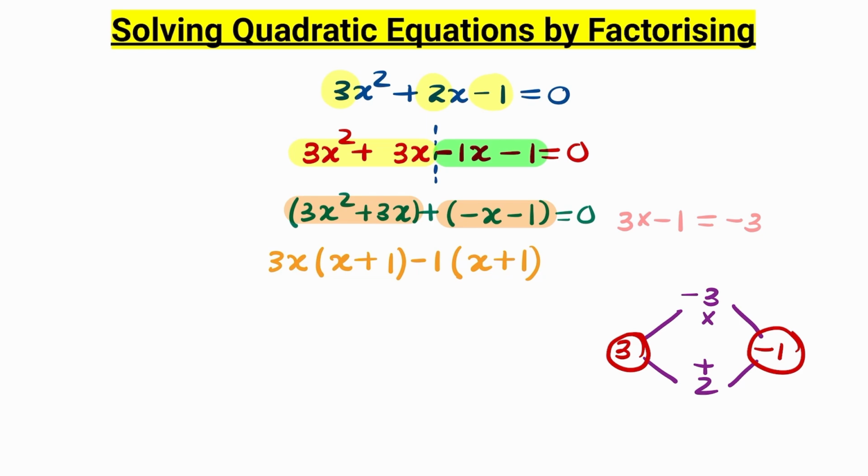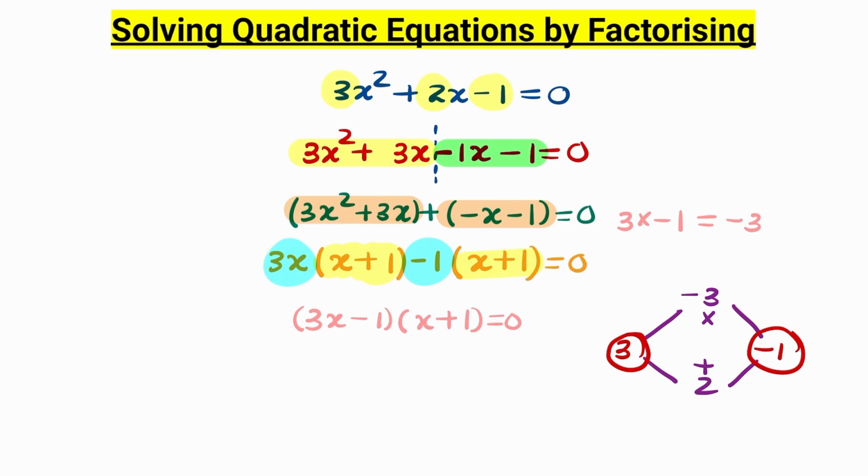After this, the process is very simple. We write what is outside the brackets inside one bracket, and what is inside the brackets in another separate bracket. Here we have 3x and minus 1, so we write within one bracket 3x minus 1. The other part we have is x plus 1 here and x plus 1 here. We write x plus 1 within the other pair of brackets, equal to 0, as it was in the previous step as well. Now we are done with the factorizing part.